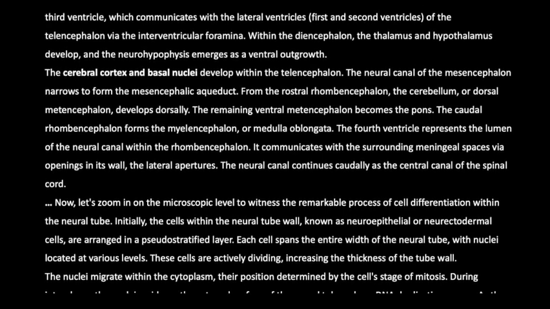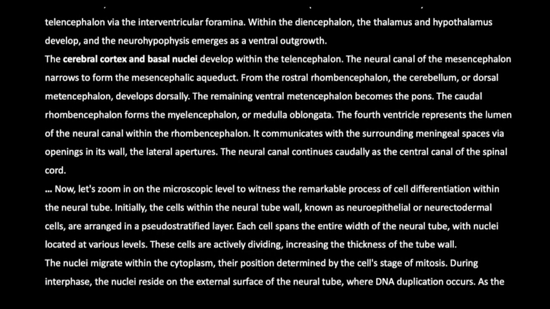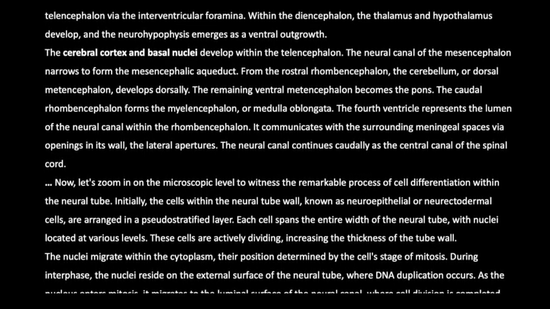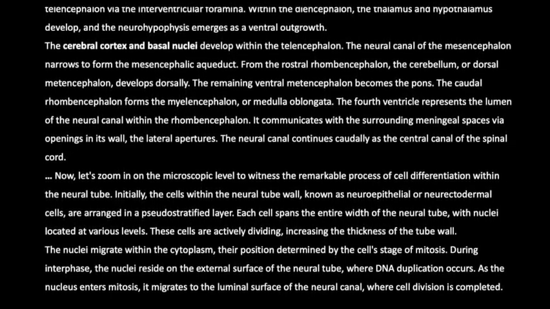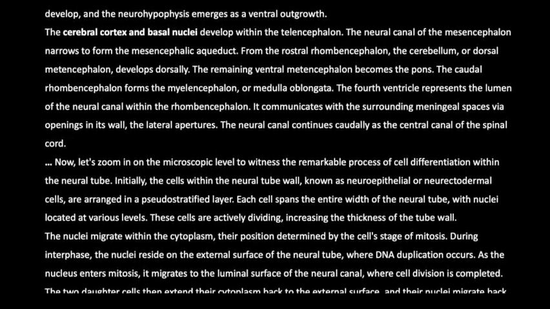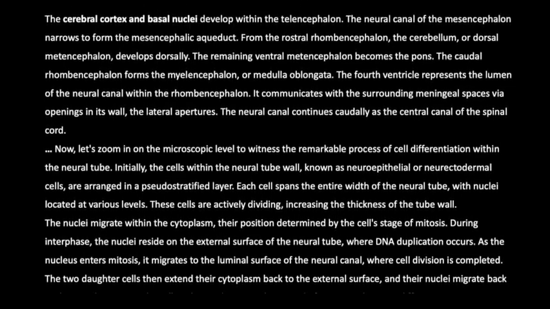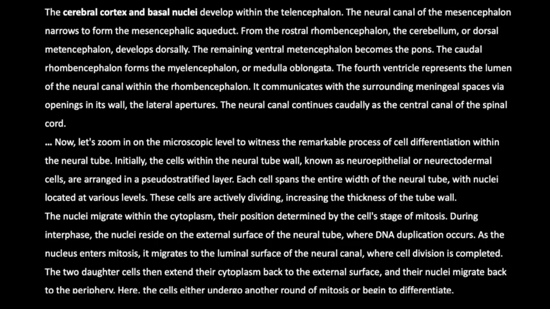The caudal rhombencephalon forms the myelencephalon, or medulla oblongata. The fourth ventricle represents the lumen of the neural canal within the rhombencephalon. It communicates with the surrounding meningeal spaces via openings in its wall, the lateral apertures. The neural canal continues caudally as the central canal of the spinal cord.